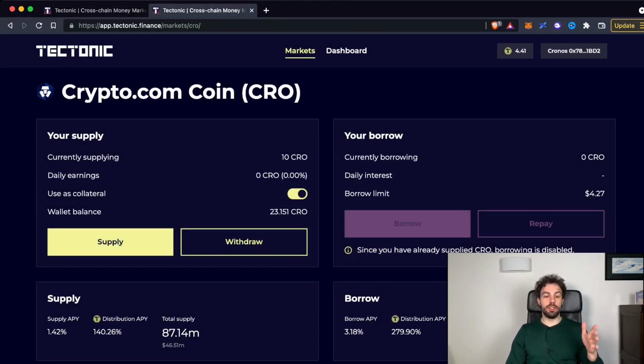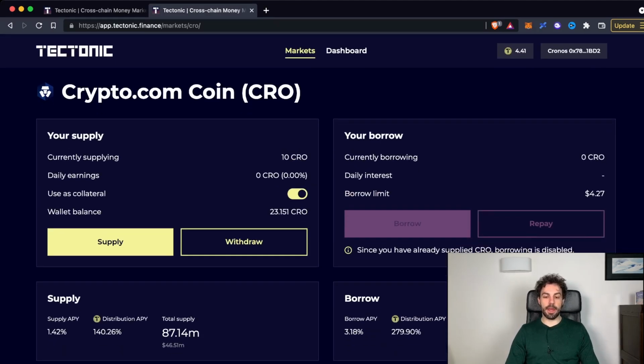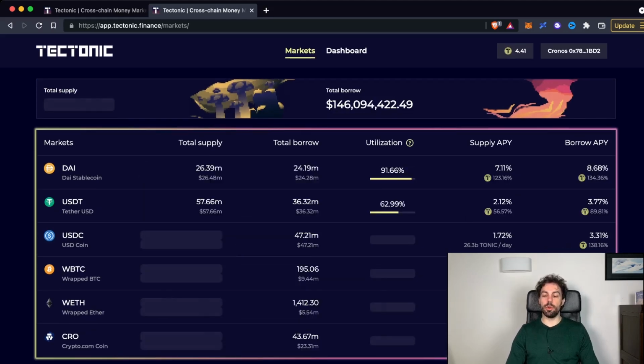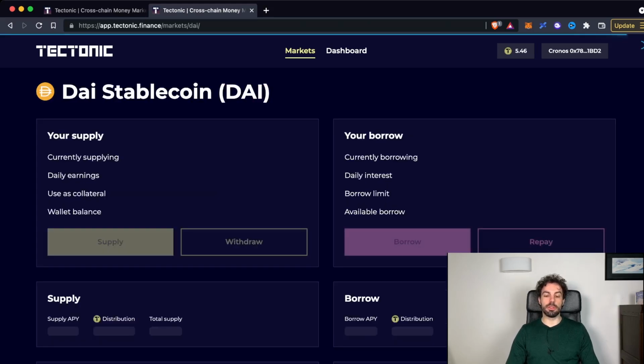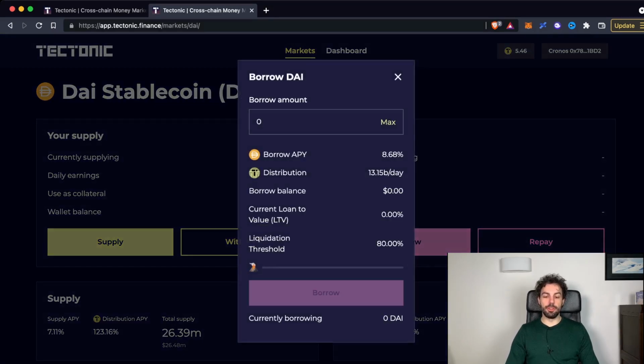Once your transaction has been confirmed, just click close, and in this moment you will be ready to borrow. Once you have activated the use as collateral, we have to go back, because as you can see here, since you have already supplied 0, borrowing is disabled. So we can go back to markets, and we can choose the asset that we like most. As you can see here, we will find all the borrow APY. For example, we can choose to borrow some DAI. Just click on it. After that, click on borrow and choose the amount.